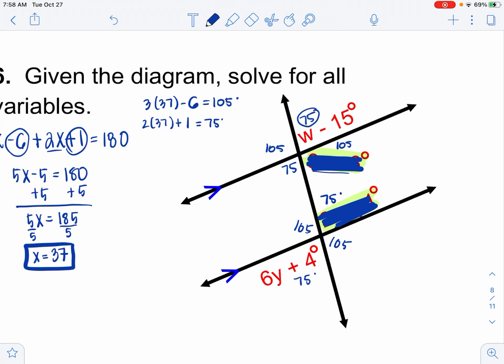So realize this angle is 75 degrees, and it's also labeled W minus 15. So to solve for W, I know that W minus 15 must be equal to 75. Okay, W minus 15 must be equal to 75. So add 15 to both sides, and I get W is 90. Not 90 degrees, just 90.